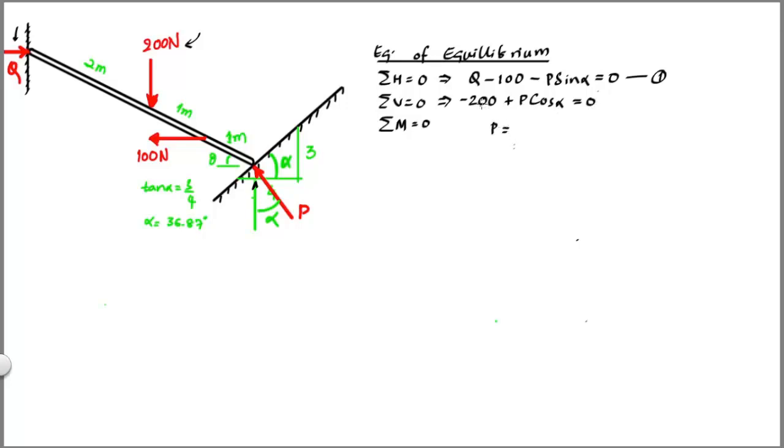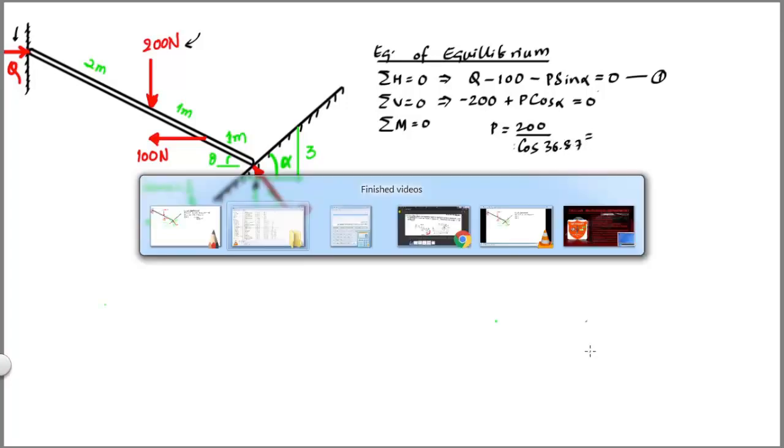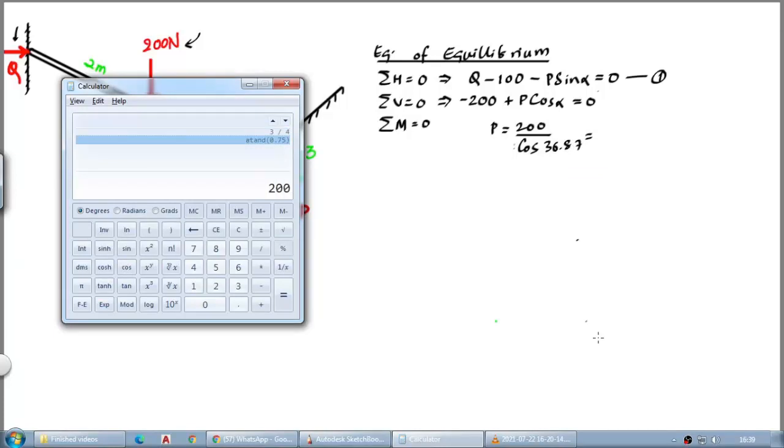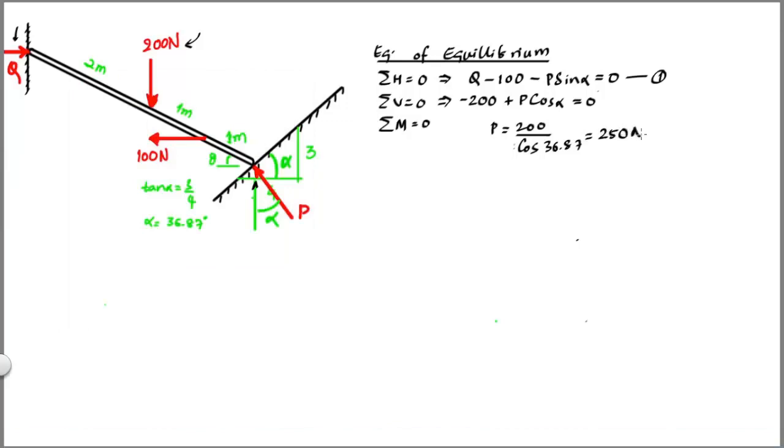So let's do that. Minus 200 sent to the other side becomes 200, and cos alpha will go down in the denominator. The angle is known, that is 36.87, so let's solve it. So that's 200 divided by cos of 36.87. The answer we're getting is 250. So 250 newtons is the answer we got for P. Now we have ended up using two equations of equilibrium, the vertical and the horizontal components.